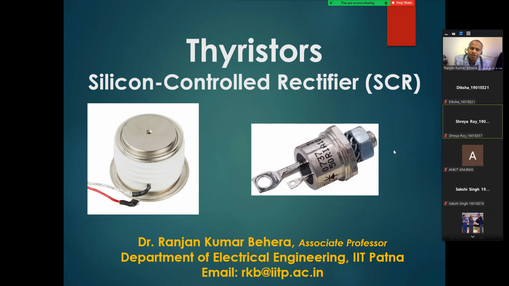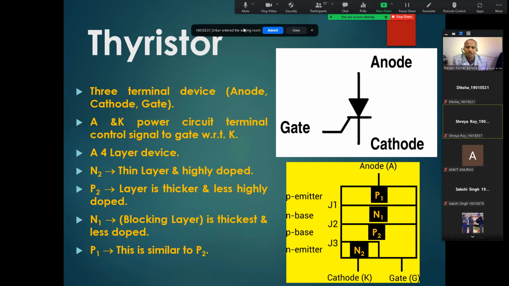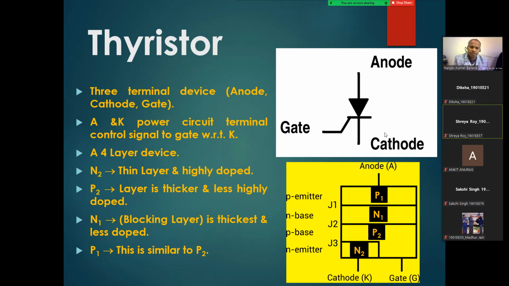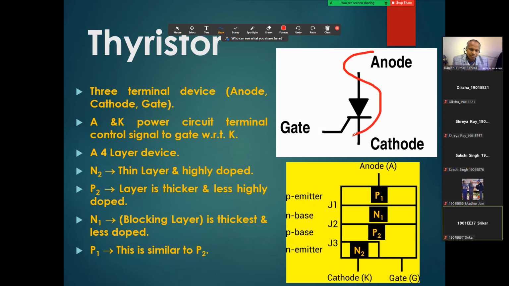Thyristor is used for very high power applications, and another name of thyristor is silicon controlled rectifier. This thyristor is a three terminal device, like the IGBT we have also studied, and we have anode, cathode and gate. The anode and cathode are called the power terminals.